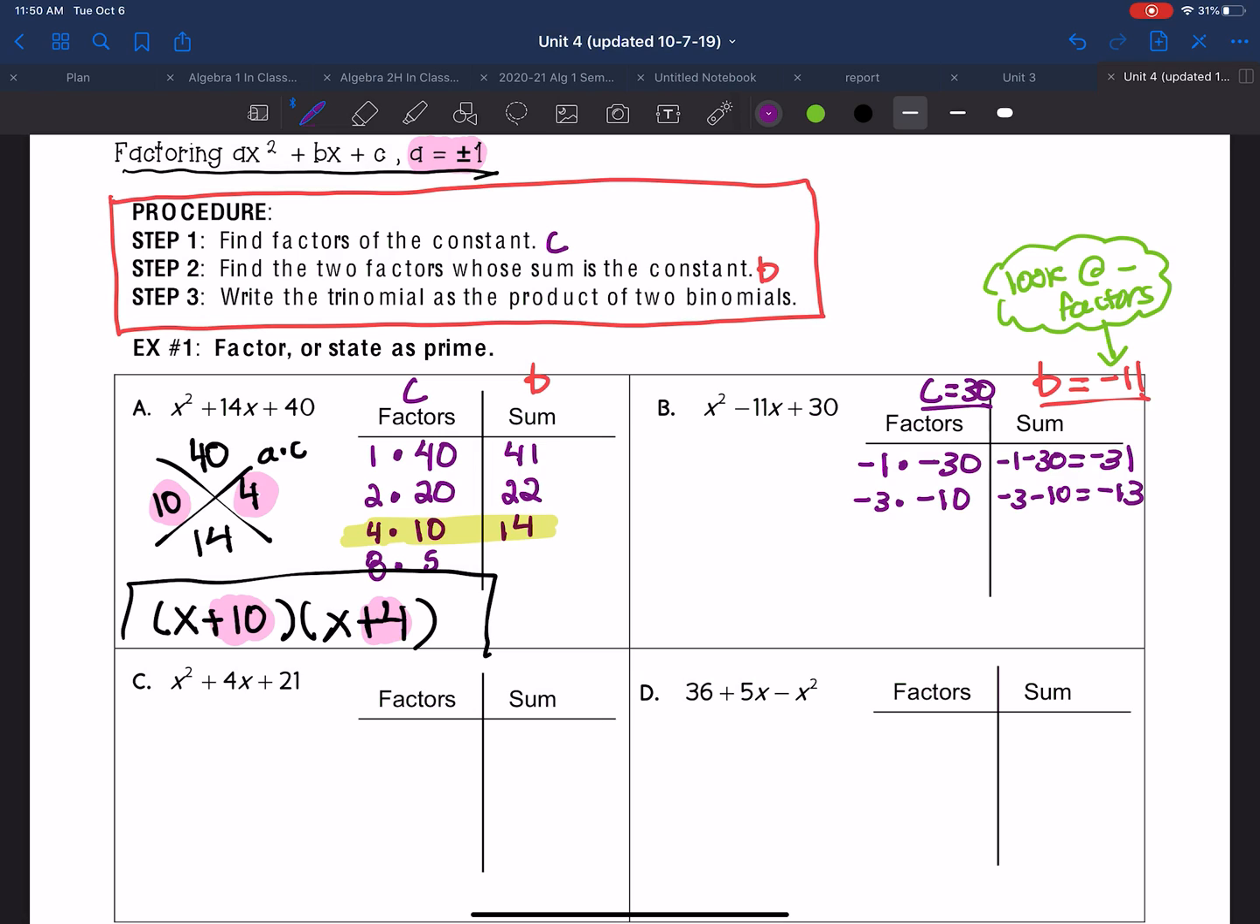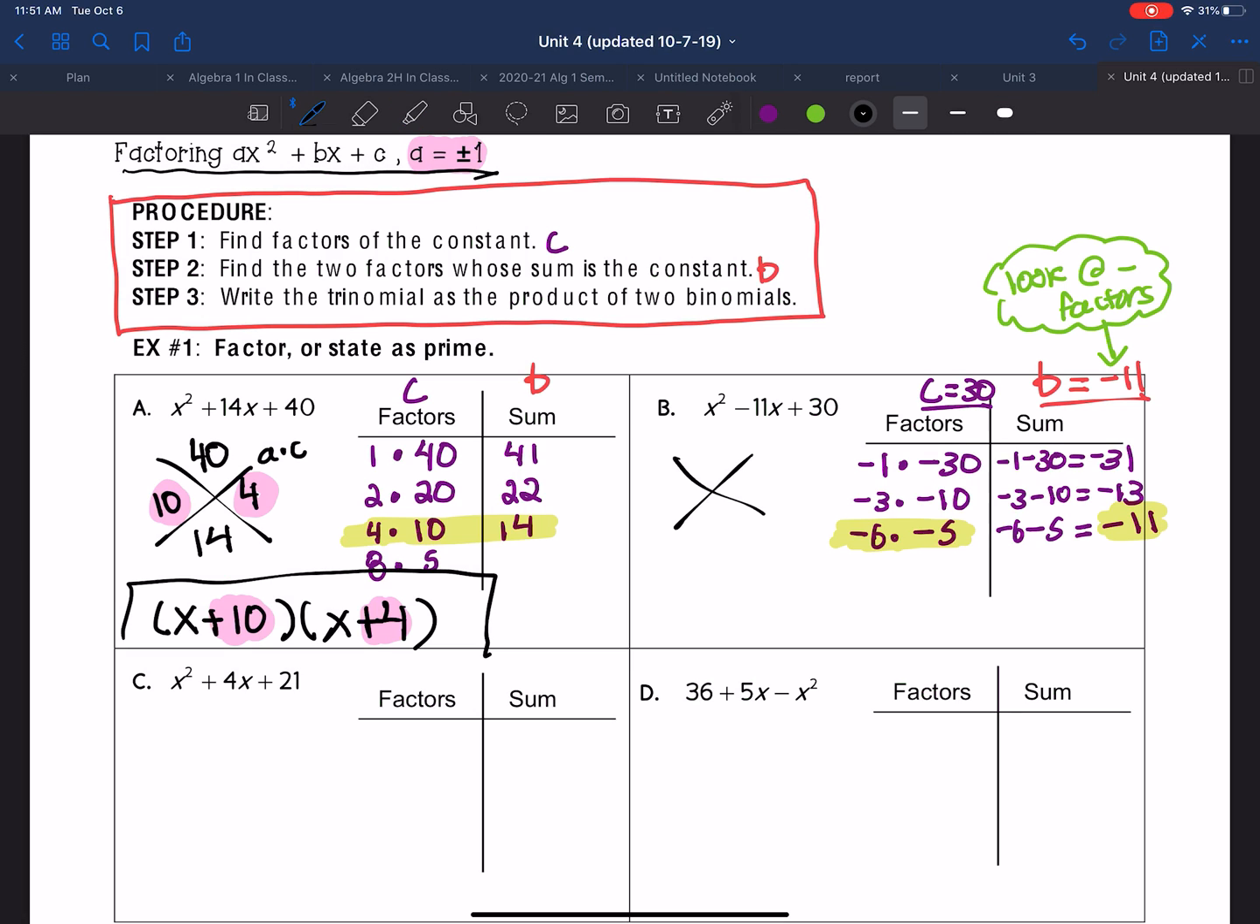And then if I take negative 6 times negative 5, that's going to give me 30. And then negative 6 minus 5, oh, hey, that turns into negative 11. That is exactly the one that we are looking for, okay? Because those factors, they multiply to 30, and they add up to negative 11. That's exactly what I need.